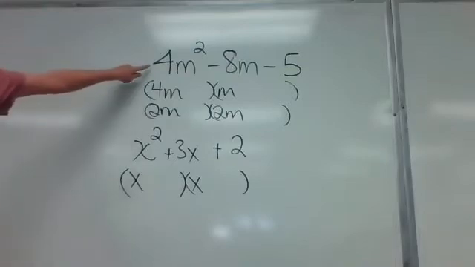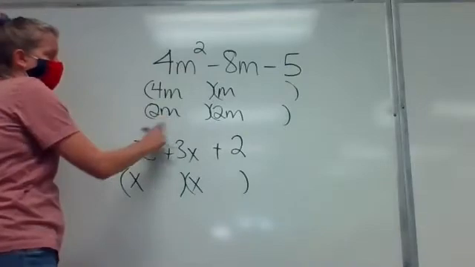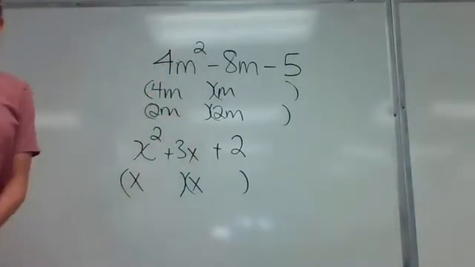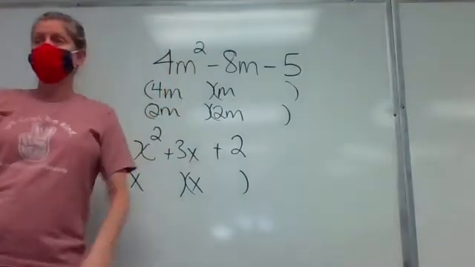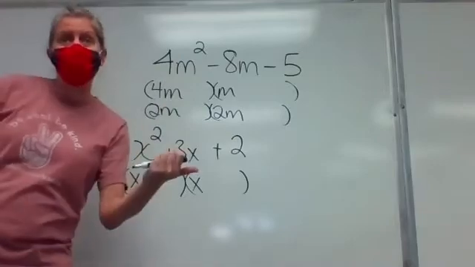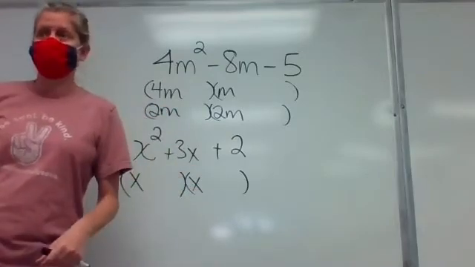Now, think about it. That's just a 4. There's only 2 ways to multiply to get 4: 4 times 1 and 2 times 2. Think about if this is 36m squared. Are you going to use 36 and 1? You're going to use 18 and 2. You're going to use 12 and 3. You're going to use 9 and 4. You're going to use 6 and 6. All those multiply to 36.